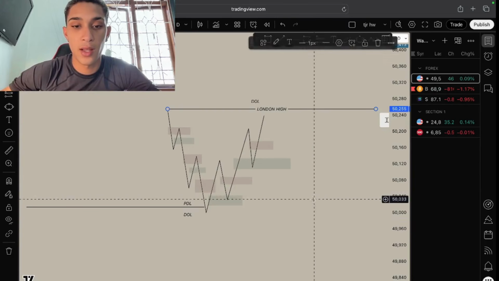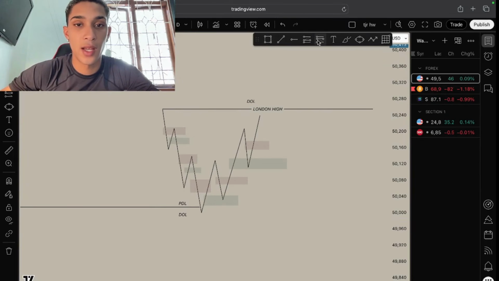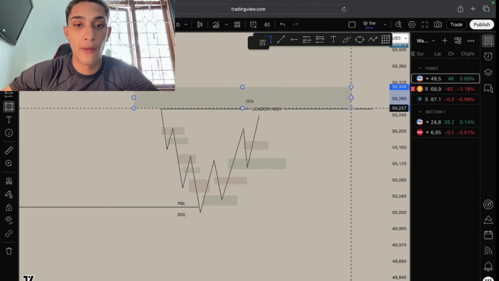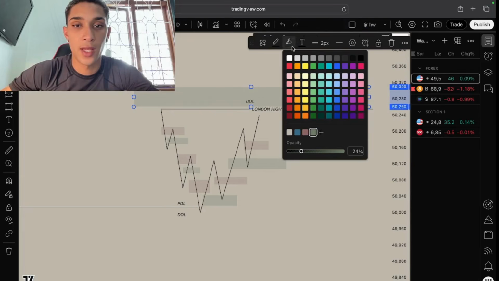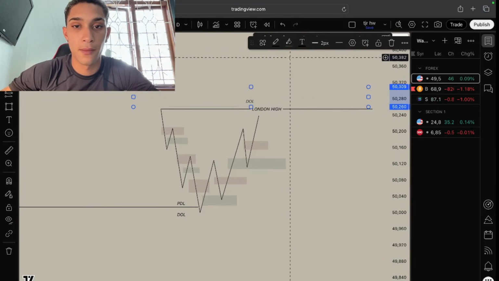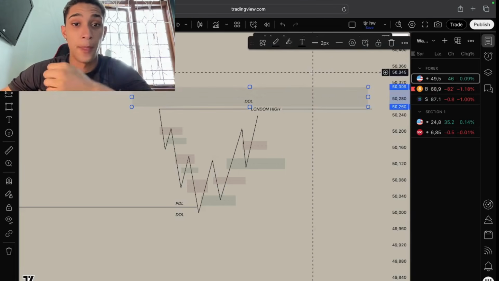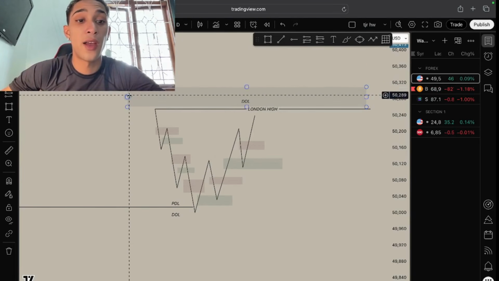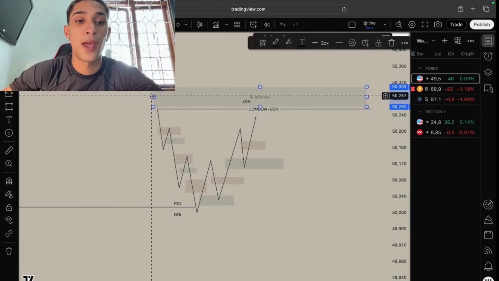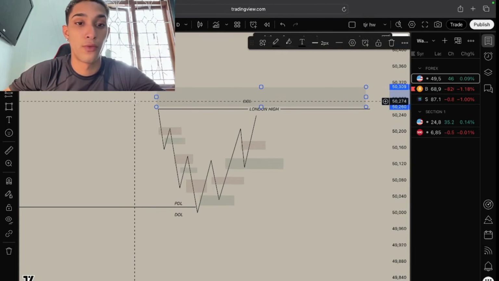And let's just pretend that this is resting inside, maybe a 4 hour fair value gap, say. Let's just imagine that we've got a 4 hour gap there, and that's London high. So now this London high resting with an unfilled 4 hour gap, that is another beautiful draw on liquidity.